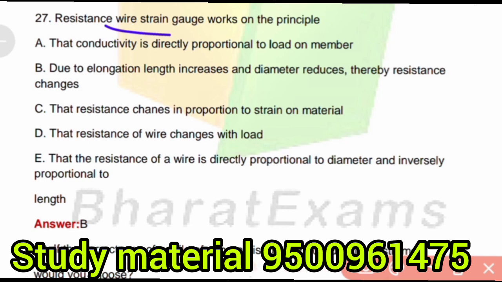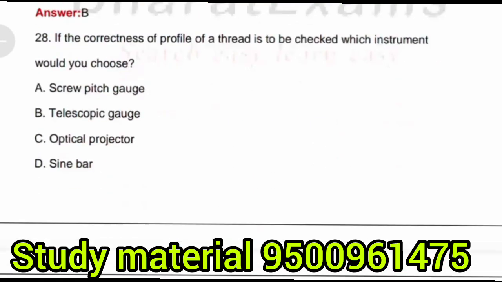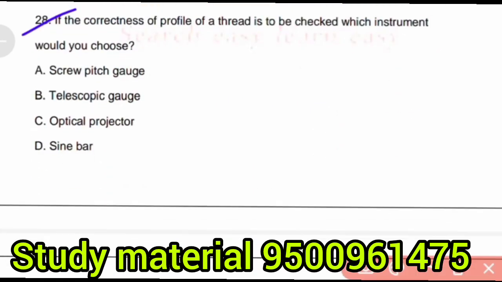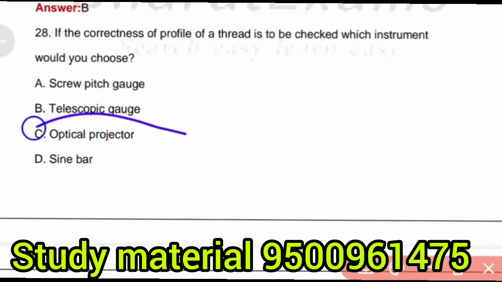Resistance wire strain gauge works on the principle, option B: due to elongation, length increases, diameter reduces, thereby resistance changes. If the correctness of profile of a thread is to be checked, which instrument would you choose? Optical projector.